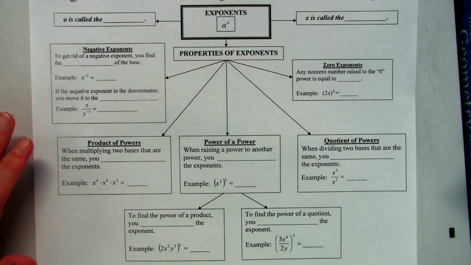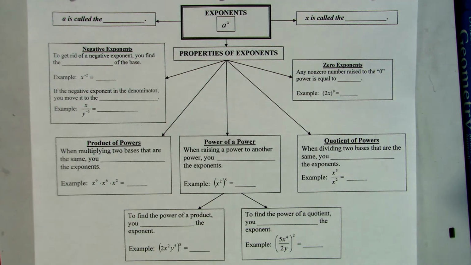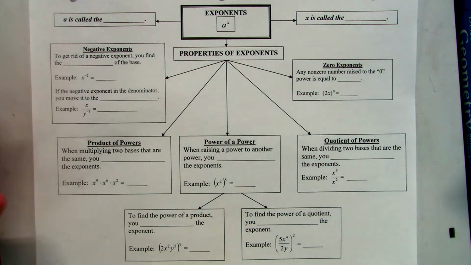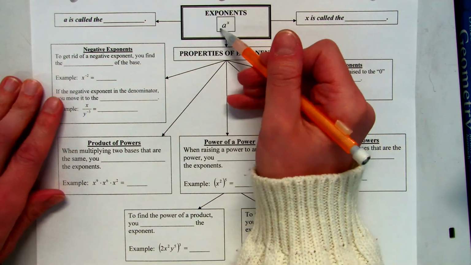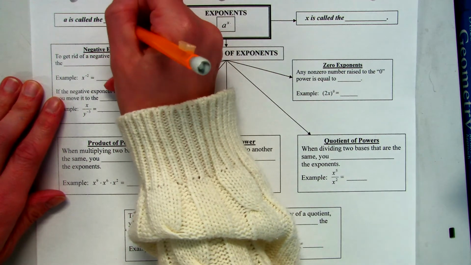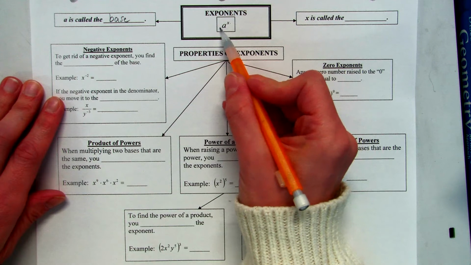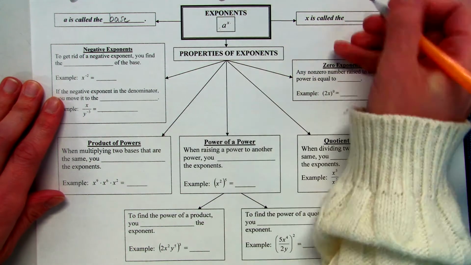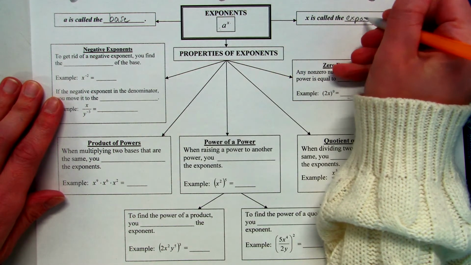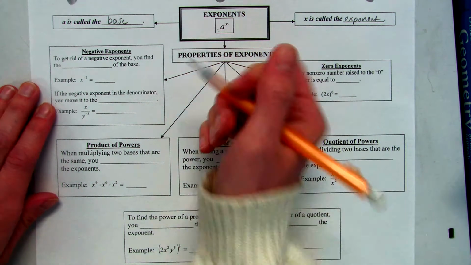So we are reviewing exponent rules. We've done this a couple times before, so this is a quick review just to jog your memories on what we're doing. Over here it says exponents. We've got a to the x power. A is called the base. Coefficient would be a number in front of that, which we don't have. X is called the exponent. So that's just a little bit of vocabulary.